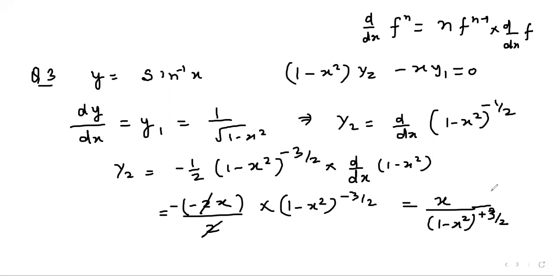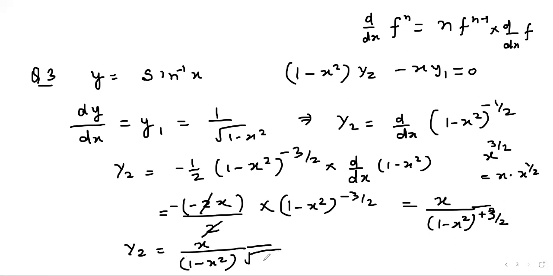3 by 2 can be written as, suppose we have x power 3 by 2, we can write it as x into x power half. So we will get y2 equal to x divided by 1 minus x square times root of 1 minus x square. But y1 equal to 1 upon root of 1 minus x square. So we can write this term as y1, and we can multiply 1 minus x square to both sides. So we get y2 times 1 minus x square equal to x times y1.